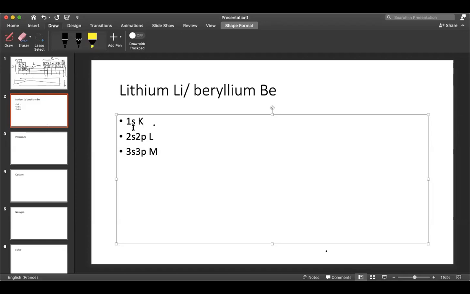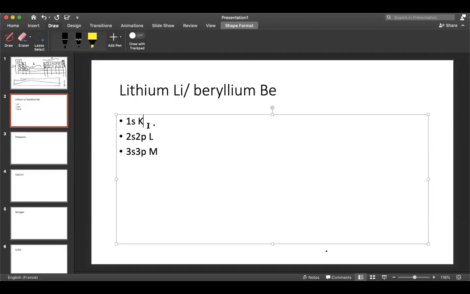But is it clear for the first three? The first one, which is energy level number 1, also known as K, is just going to have one shell. That is 1s. The second energy level, which we are calling L, will have two shells. It will have the S and the P.